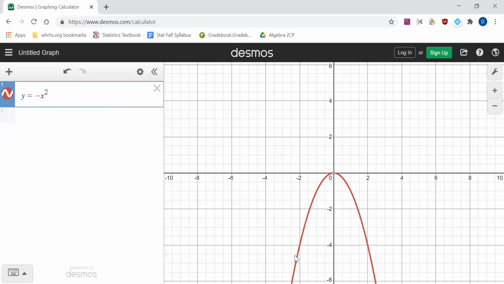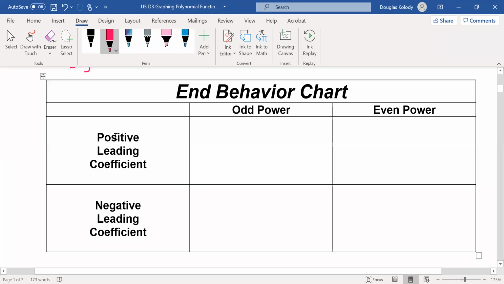It's a sad Charlie Brown song. It's going to be a frowning parabola. Okay, so if I go back to my, and I share with you my sheet again, the notes.